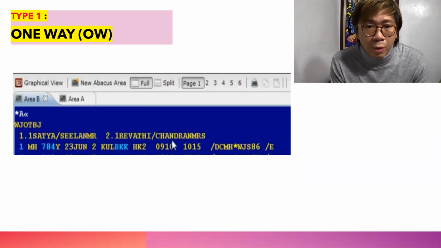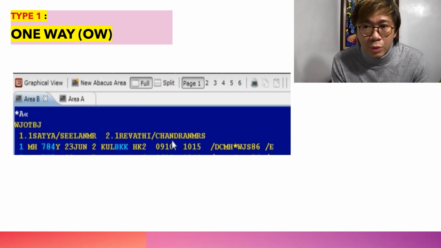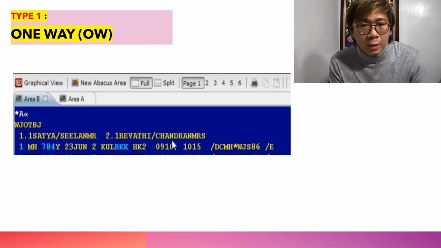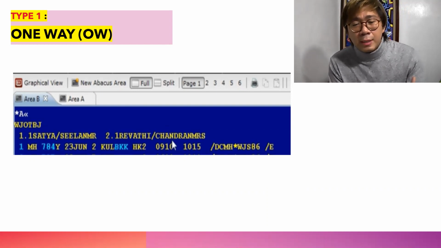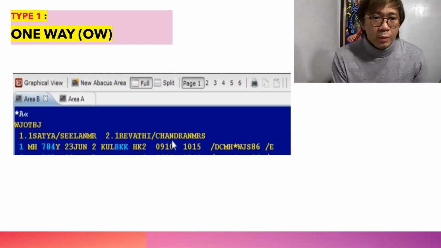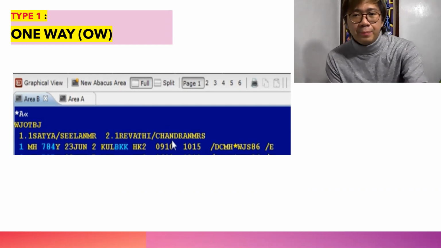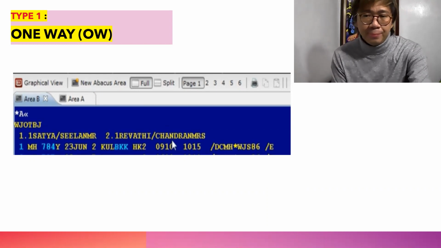Kuala Lumpur, Bangkok, so it stands for the origin and destination. And of course, we have the HK2, that's confirmation for 2 seats. And of course, you have the ETD and ETA. So basically sa system, makikita mo siya, isang segment lang siya. So it's one way. So wala na siyang intention bumalik pa ulit sa Kuala Lumpur. Okay. As simple as that.